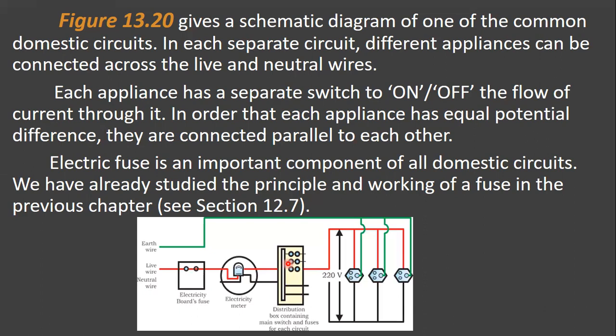The fuse wire is usually encased in a cartridge of porcelain or similar material with metal ends. This is about the electric fuse, children. You have already studied it in the electricity chapter. Here the electric fuse protects the circuits and the appliances from the flow of any unwanted high electric current, and it is a very important component of all the domestic circuits.